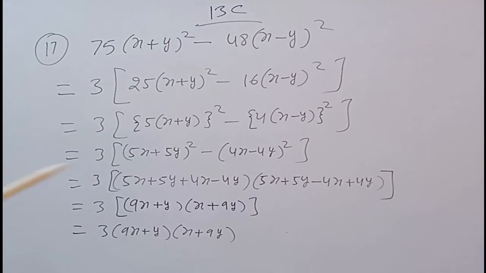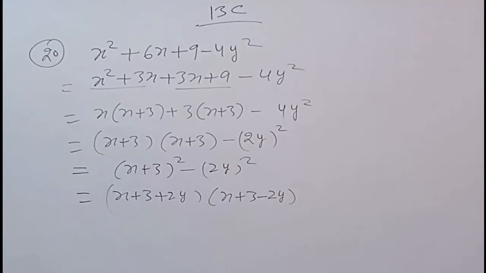So now collect the like terms. We get 5x plus 4x will give the 9x, and 5y plus and minus 4y, that will be the plus y. And similarly here 5x minus 4x will give the x, and plus 5y and plus 4y, that will be the 9y. So now we will have the final answer 3(9x plus y)(x plus 9y). So in that manner you will do question number 17.